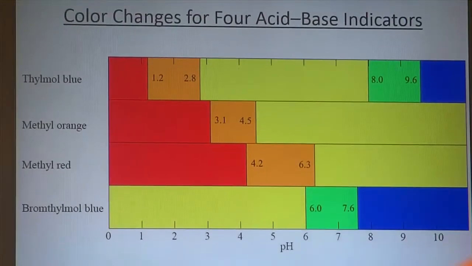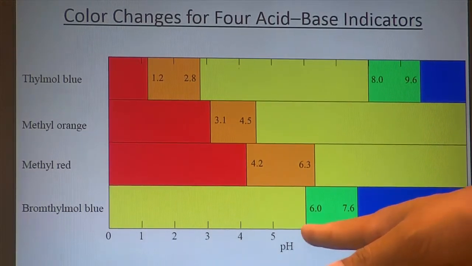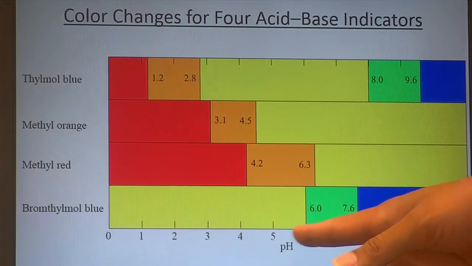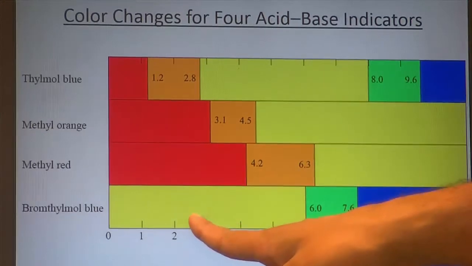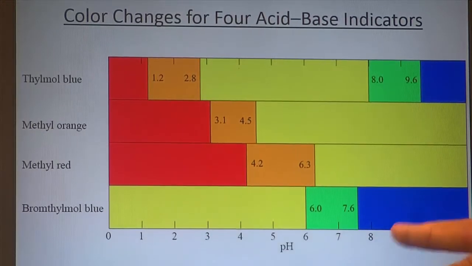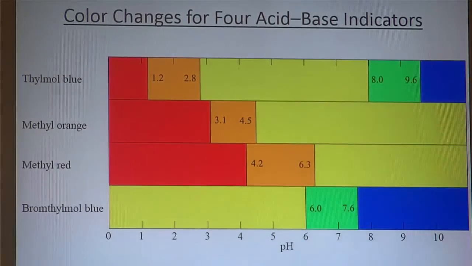Or you can put the indicator in and see what color you get. If you're lucky and you get a green, then you know that you're within this pH range. But if you add bromothymol blue to your unknown chemical, the solution in which you want to find your pH, and you get yellow or you get blue, then the situation occurs where you may have to choose another or better indicator for your sample.